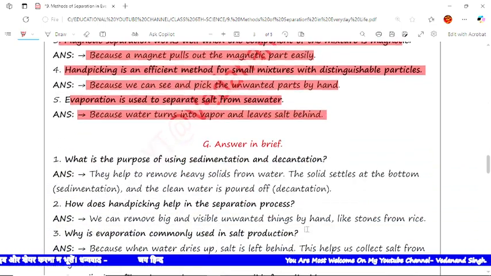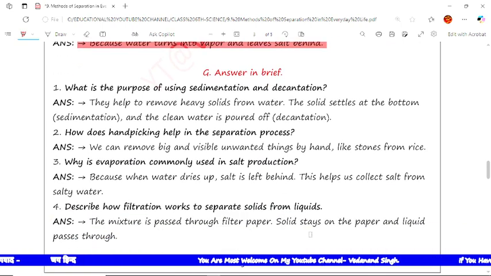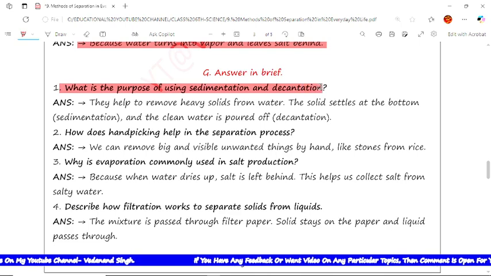The next type of question is answer in brief. It means we have to give the answer in brief. The first question is: what is the purpose of sedimentation and decantation? The answer is they help to remove heavy solids from the liquid.